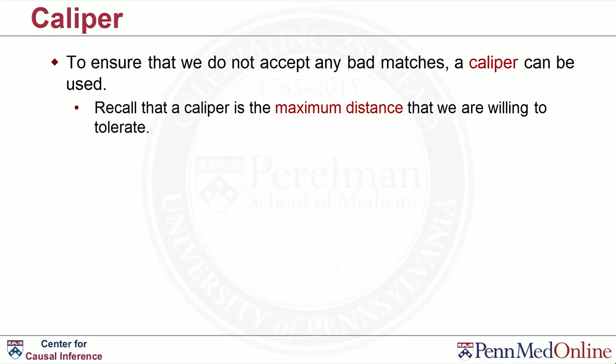Another thing that we could do is use a caliper, and we would do this to make sure that we don't have any bad matches. So a caliper would basically be our definition of what a bad match is. The caliper is just the maximum distance that we are willing to tolerate. So it's sort of the threshold between an acceptable match and an unacceptable match.